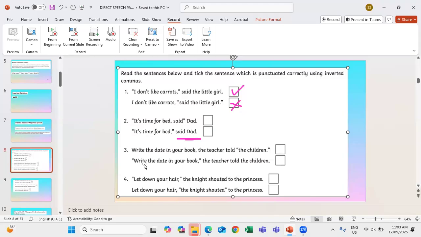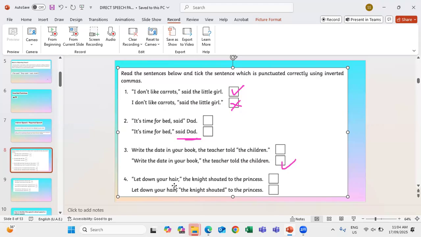In the same way, we have two more sentences here. Write the date in your book, the teacher told the children. So the teacher is telling the children that they have to write the date in their notebook. But in the first one, the teacher told the children is part of the reporting clause, so it should not be in the double quotes. Double quotes means the speech marks or inverted commas. Inverted commas, quotation marks, they have the same meaning. Write the date in your book is the exact words spoken by the teacher to the children, and they are enclosed in the inverted commas. So the second option is correct.